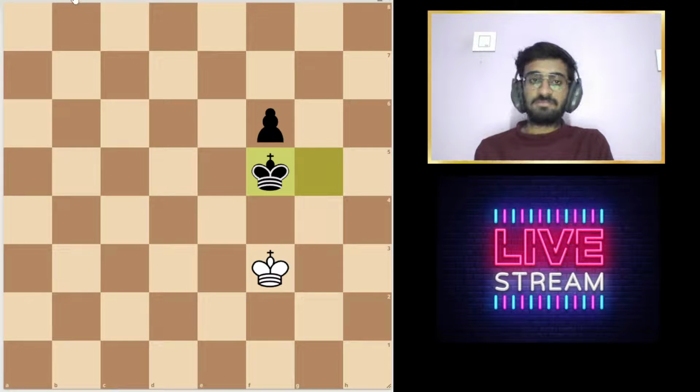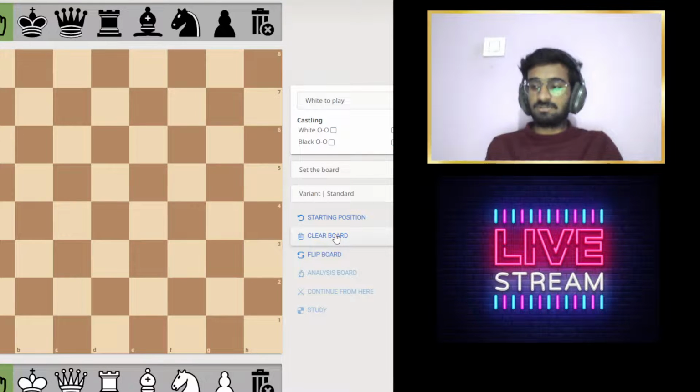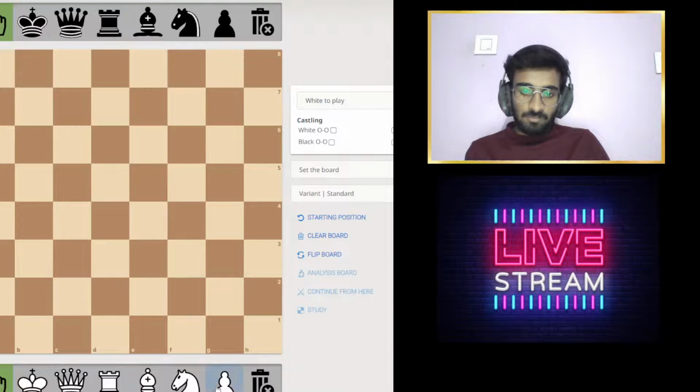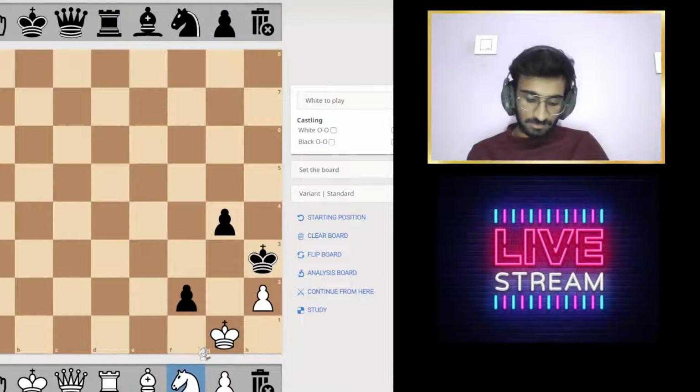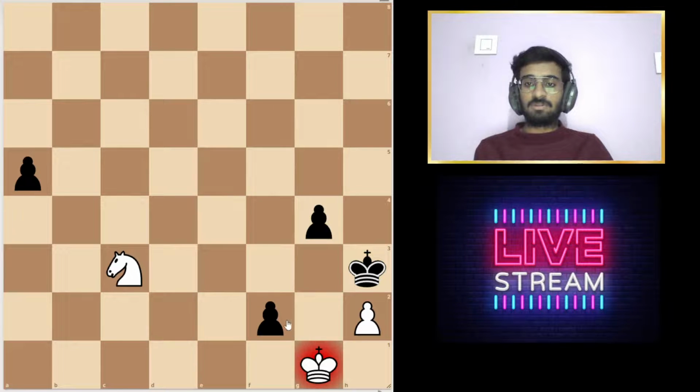Okay, now we have the last position for the day. Last position. Black: king here, pawn here, then knight, and then this pawn. Now it is white to move. He's under check.